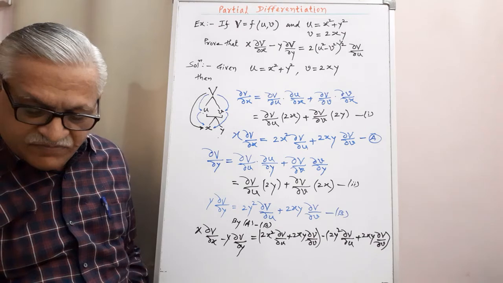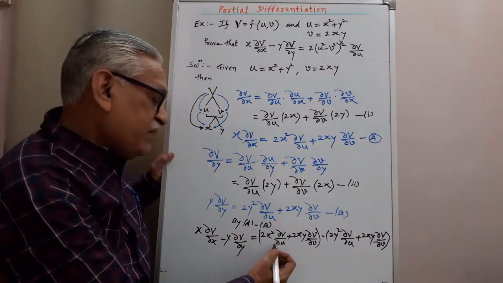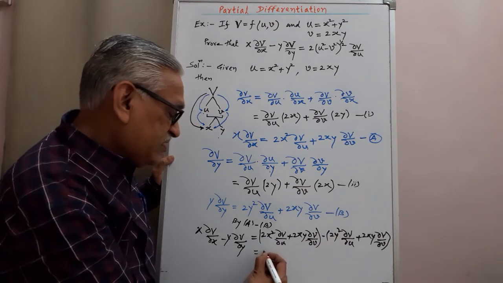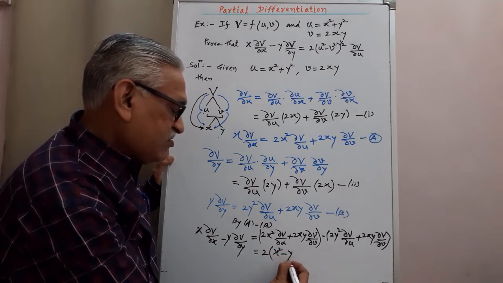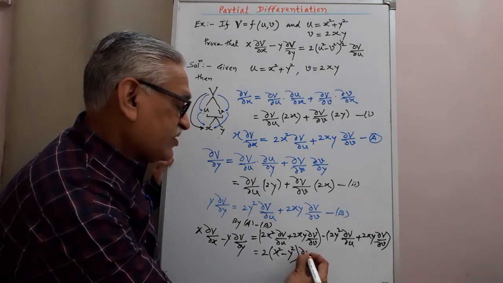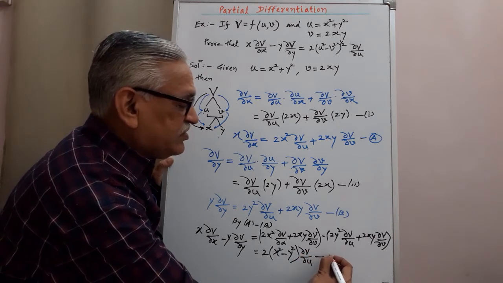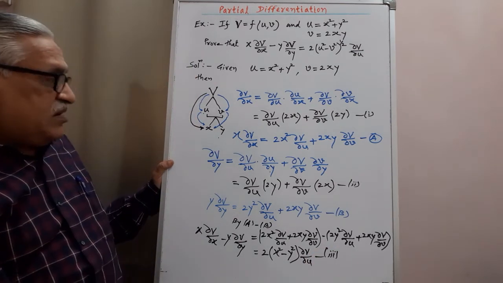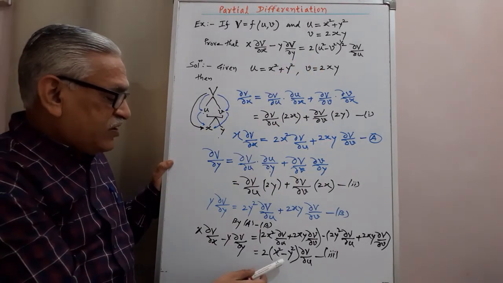We get the required result as ∂v/∂u; we can take common, and 2 also we can take common. Therefore it is 2 times (x² minus y²) into ∂v/∂u. We call this equation 3. In the result we have 2 times x² minus y².